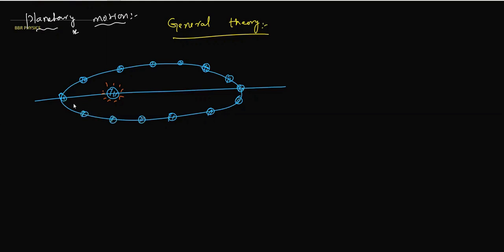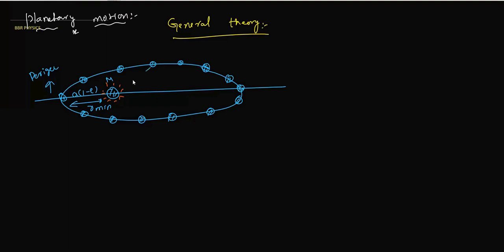So this distance is called what? It is the closest distance from the planet to the sun. This is R minimum, generally called perigee. And this distance is equal to a into 1 minus e. A is the semi-major axis distance, and e stands for eccentricity. This is basic ellipse concept.